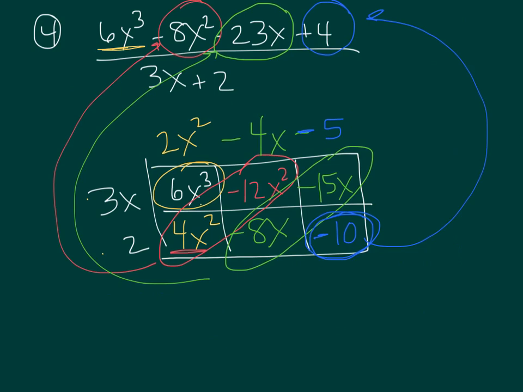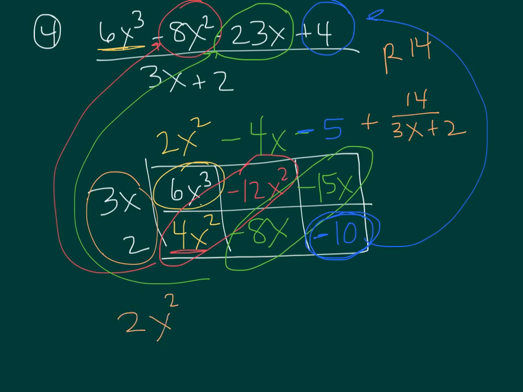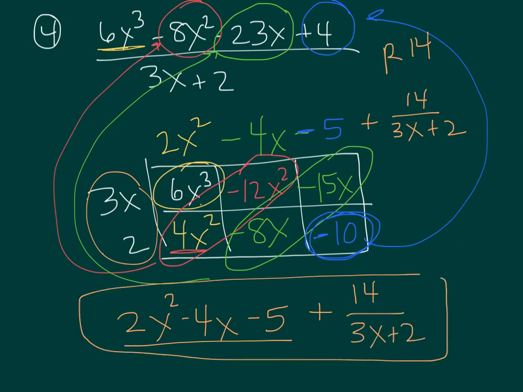And this is where I saw a lot of people do some crazy things. So remember, we don't write the remainder as an R14, but instead it's written as a fraction. So 14 divided by what we're dividing by, 3x plus 2. So your answer is 2x squared minus 4x minus 5, which a lot of people got this far and then just recognized that there was a remainder, or that the numbers didn't match or didn't subtract correctly. But the rest of that should say plus 14 divided by 3x plus 2. And that is your answer.